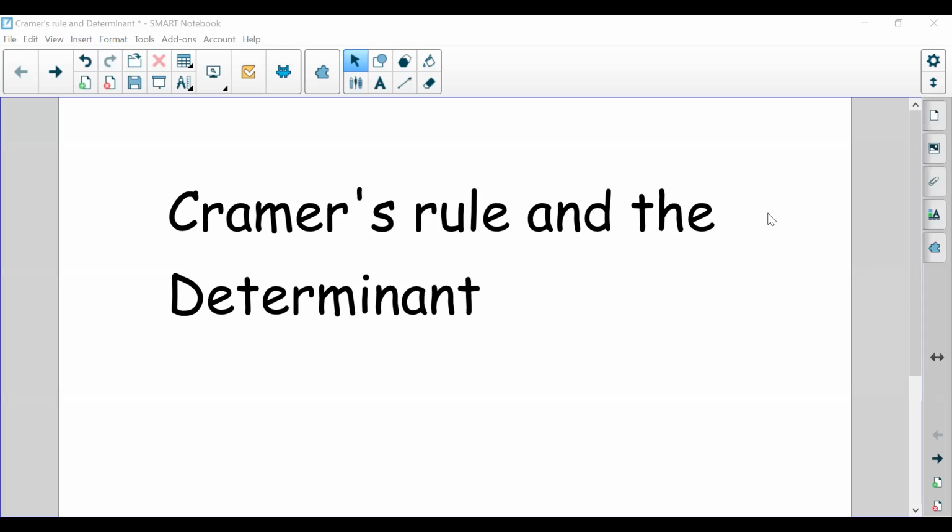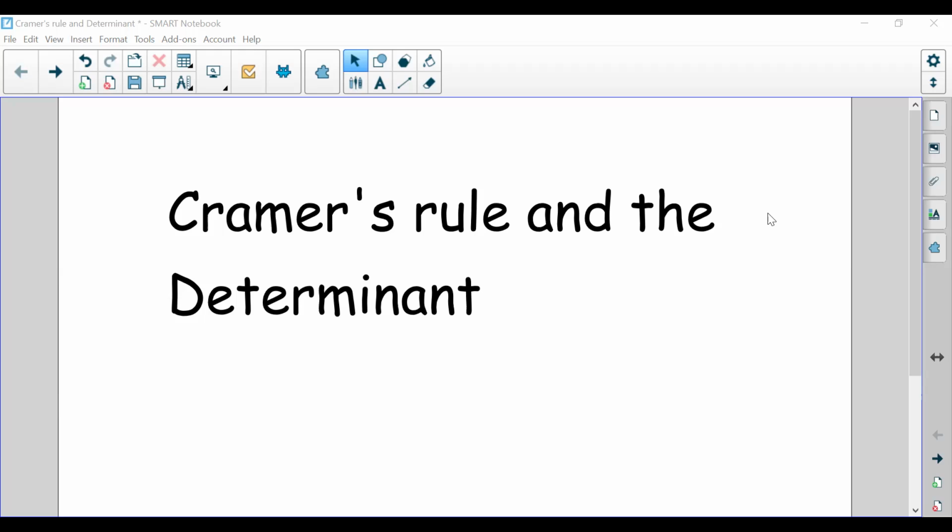Okay, so in today's class, we're going to look at determinants and a process of solving systems of equations called Cramer's rule. We've already learned how to use matrices to solve systems of equations. One technique we learned was the row echelon form, and then the other one was the reduced row echelon. We're going to add another method to our toolbox of how to solve systems of equations, and that's going to be Cramer's rule.